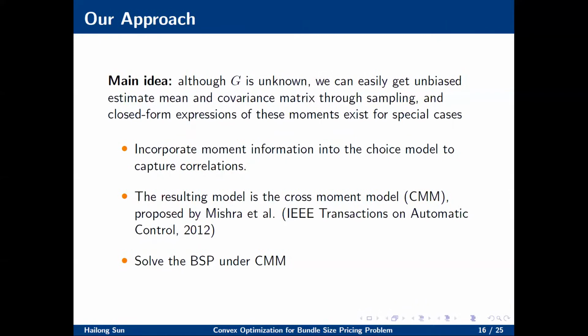This is possible because of a very crucial property of the bundle size pricing problem. Namely, the choice of products for each size of bundle doesn't depend on the price you set. Because whatever price you set, customers will always choose the most valued products for each size of bundle. So in this way, we can incorporate the moment information into a class of discrete choice model called the cross-moment model. This model was introduced by Mishra et al. in 2012. So we can try to solve the PSP problem under this cross-moment model.